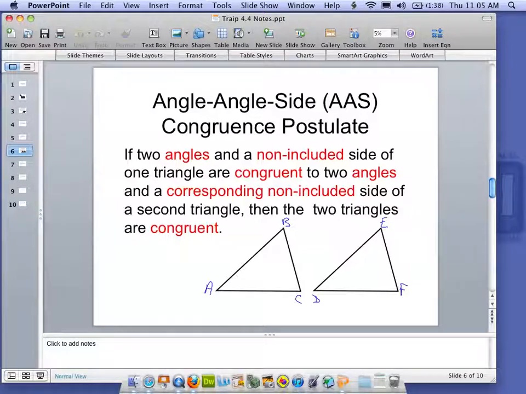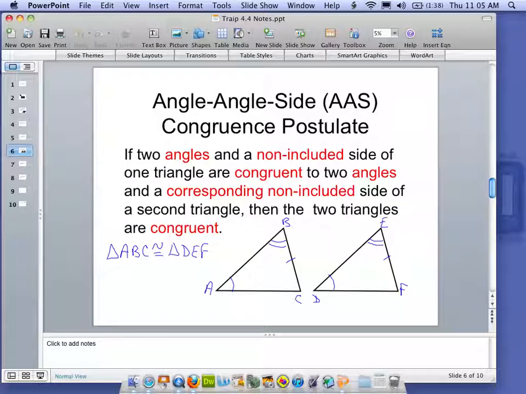And what it means by two angles and a non-included side, if A and B are congruent to D and E, and a side that's not between the two angles, but maybe the side over here, side BC, is congruent to the corresponding side, so it would be EF, then you have what's called angle-angle side. And your statement would be that triangle ABC is congruent to triangle DEF.